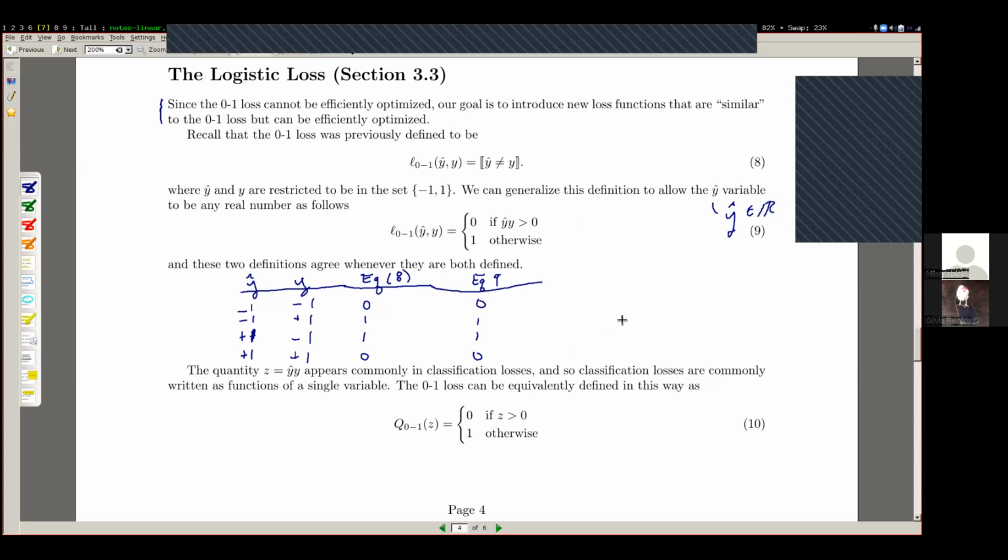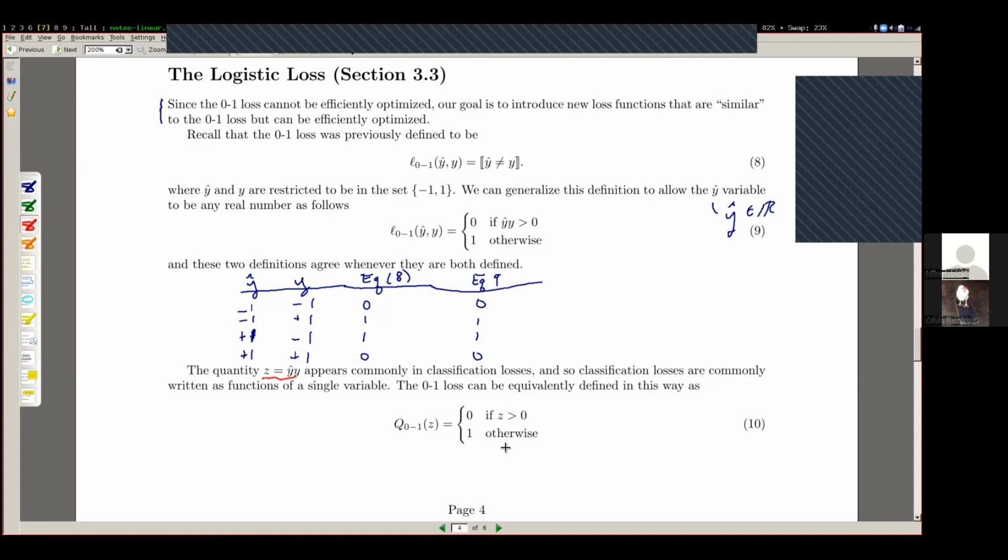Okay, then one more notation is that this y hat y is a super common thing to appear in our classification functions. And so we're going to say that z equals y hat y, and then just define our loss function in terms of this z variable right here. And that's what this q version of the loss is. Why it's the letter q, I don't know. The letter L for loss makes a lot of sense. Q, it's just a random letter of the alphabet. But q of z defined like this is the same thing as this, which is the same thing as this.